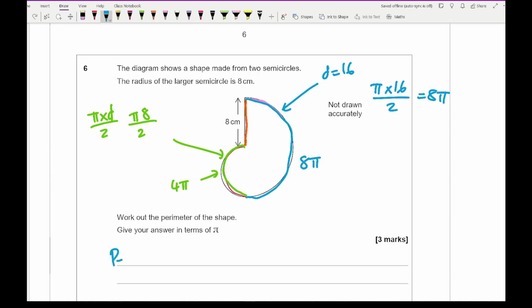So to work out the total perimeter, it's going to be 8 plus 4 pi plus 8 pi, which gives me an answer of 12 pi plus 8. And there is my answer in terms of pi.